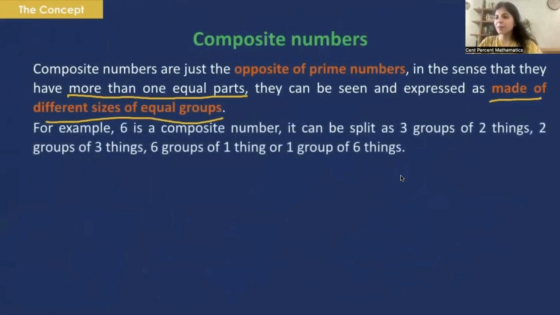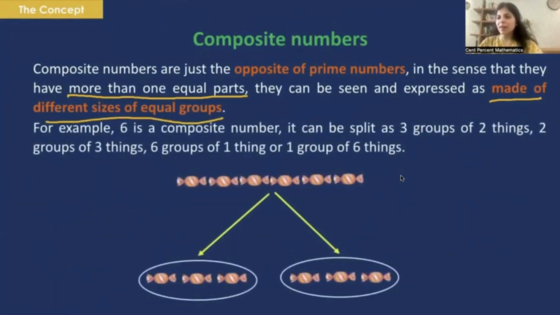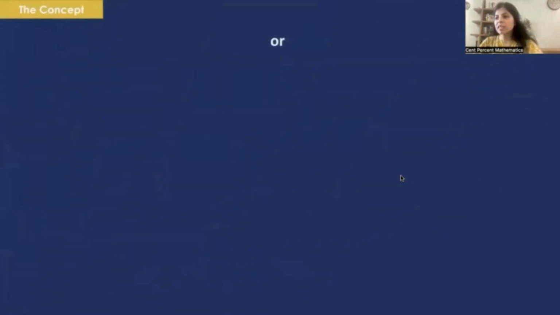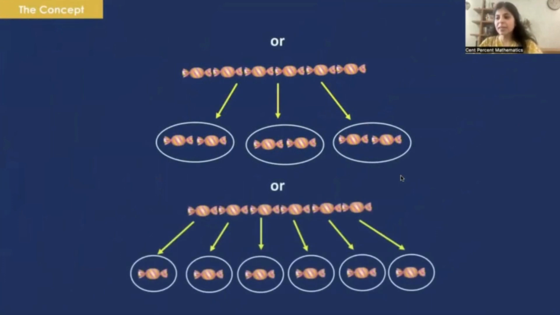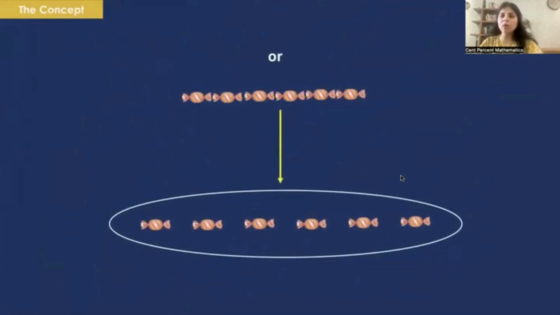For example, if I take the number 6, now 6 can be split as 2 groups of 3 each, or it could be split as 3 groups of 2 each, or it could be split as 6 groups of 1 each, or just 1 group which consists of all these 6. So these are the ways in which 6 can be split. So the usage of the word equal is very important.